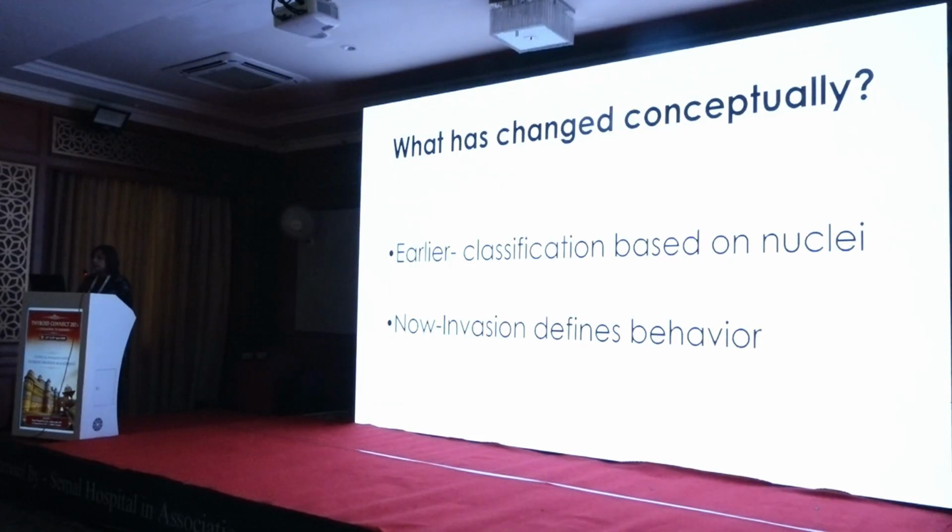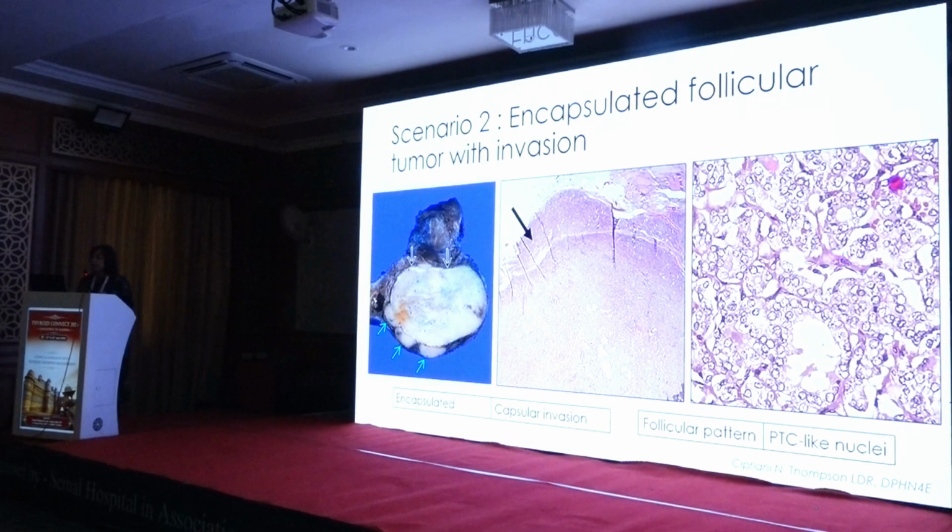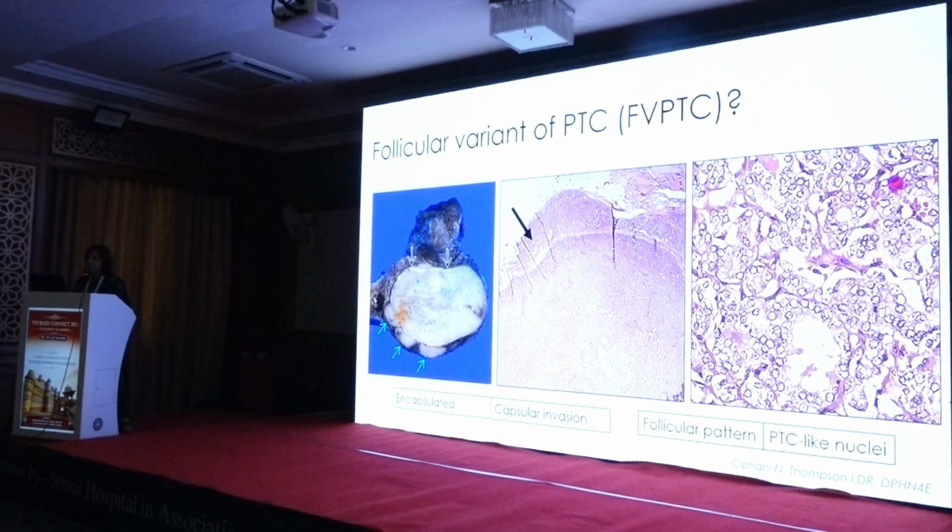So what has conceptually changed is that the earlier classification was focused on nuclei and we were labeling these as carcinoma. Now it is the invasion which defines the behavior. So let's take the same tumor when it is invading. If you have an encapsulated follicular tumor, and now it is showing capsular invasion, and it has a follicular pattern and papillary thyroid-like nuclei, these cases were also called follicular variant of papillary thyroid carcinoma, because there were papillary-like nuclei.